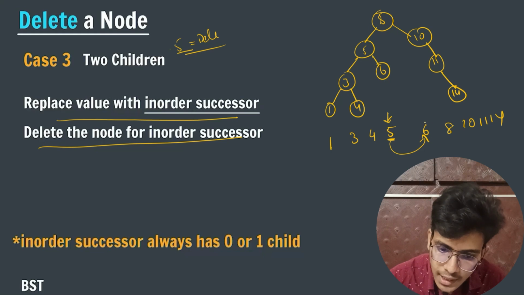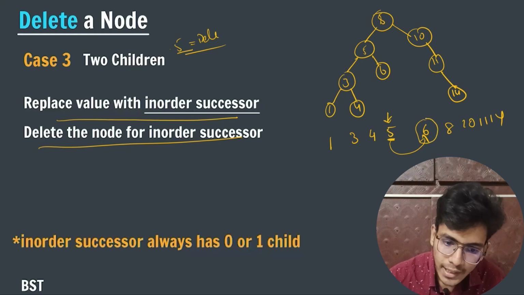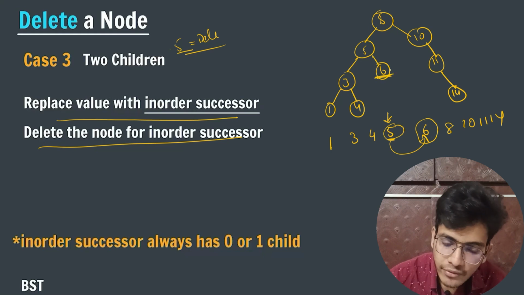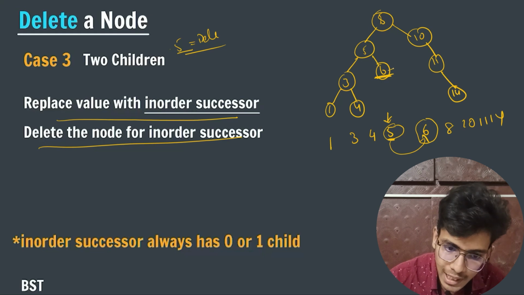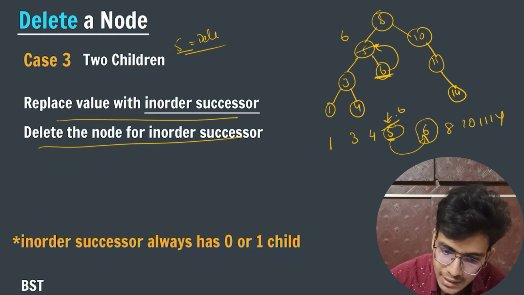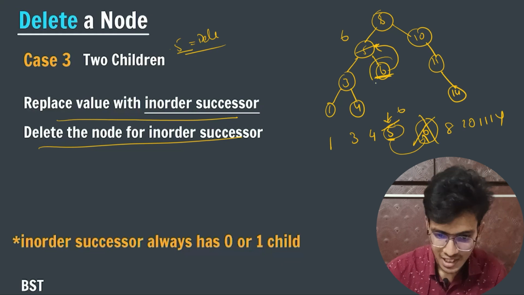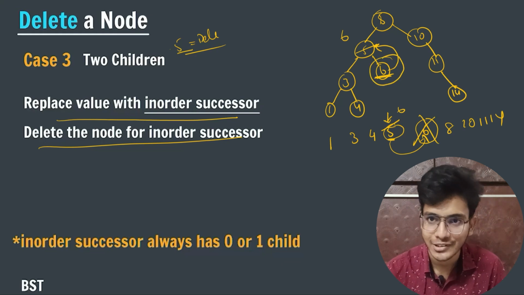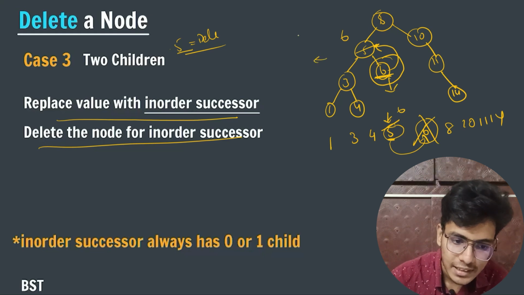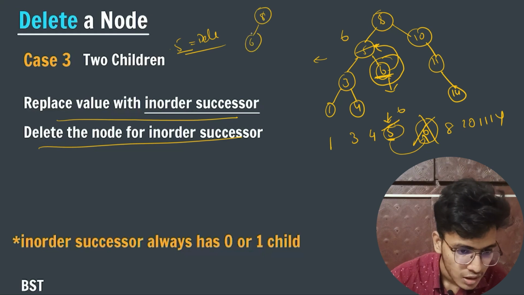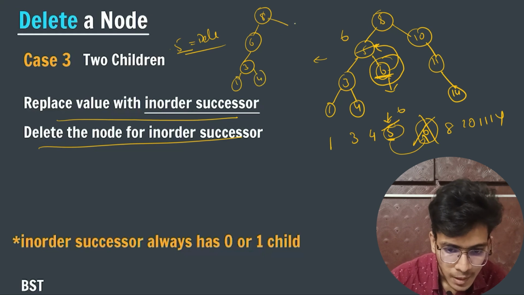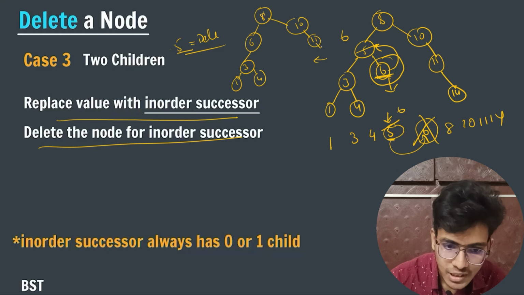So I will copy this element value and paste it here. So here you can see that I am having 6, right? I will replace this value with 6. Now after replacing, I will delete this element because this is a leaf element and I know how to delete a leaf. That is my case 1. So I will directly delete this element and my tree will become something like this: 8, 6, 3, 1, 4 and 10, 11 and 14. So this is how I'm going to do it.